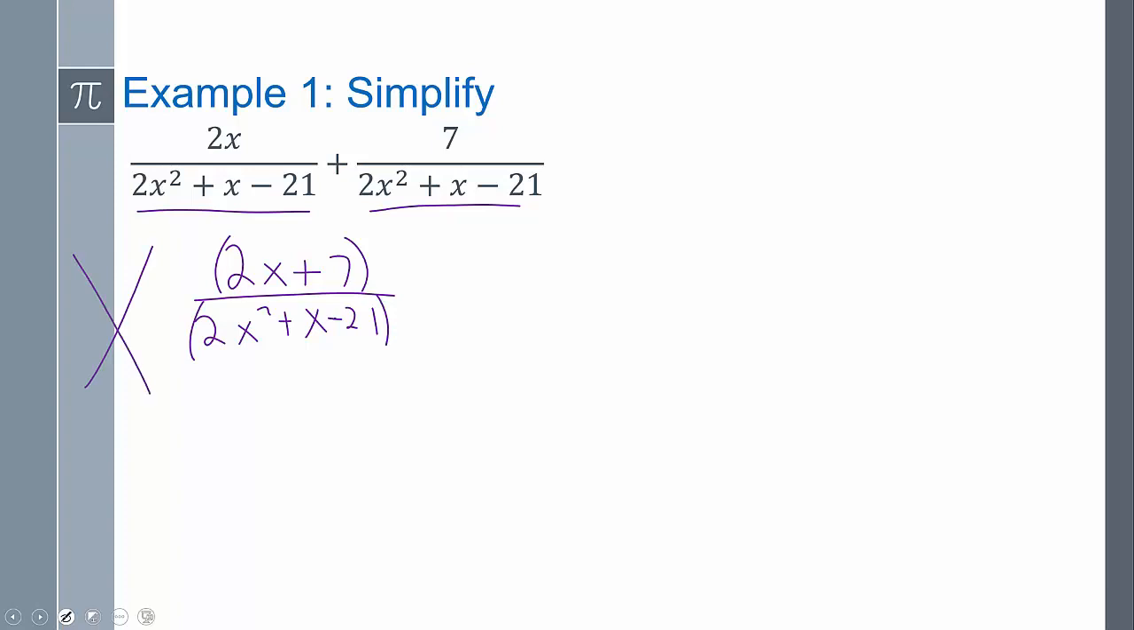A times C, B, so what factors of 42 add to 1? And that's going to be 6 and 7, and so it'll be a negative 6 and a positive 7. And so I'll just do it off to the side.